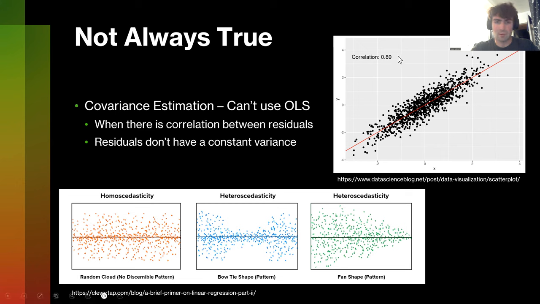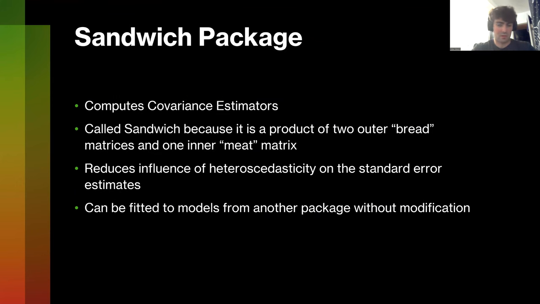For example, when there is correlation between residuals and when we have heteroscedasticity, we need to find another way to find a sample variance. And a way to do this is the sandwich package, which is another way to compute the sample covariance or a covariance estimator. It's called sandwich because it takes the OLS estimator and sandwiches it between two estimators to help reduce the variance by capturing the variability in the data.